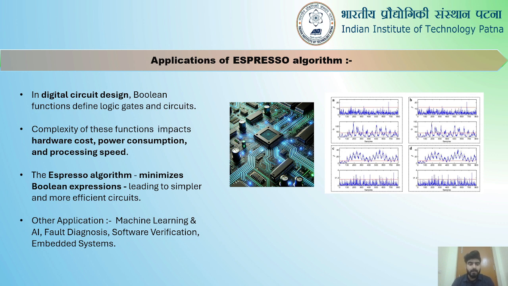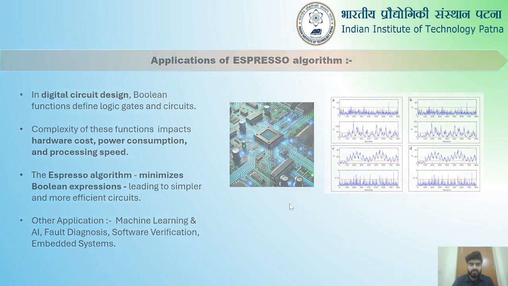In digital circuit design, Boolean functions define logic gates and circuits. So first, it helps to compute the complement, identify simplification opportunities, expand to merge terms for broader coverage, remove unnecessary literals, cover and keep only essential terms, and stop when no further improvement can be made. Fault diagnosis, digital circuit design and embedded systems, machine learning and AI, these are all applications. The implication is to minimize Boolean expressions, hardware cost, power consumption, and processing speed.